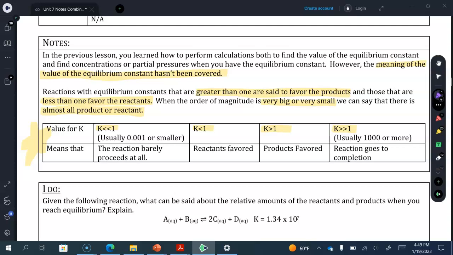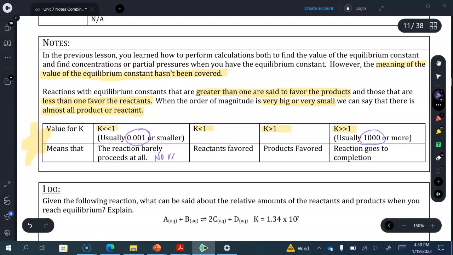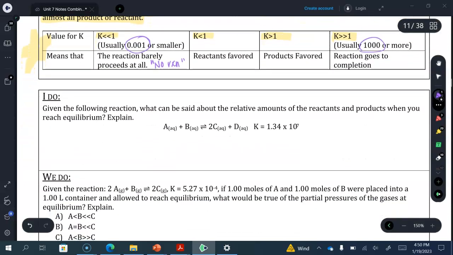Reactions with equilibrium constants that are greater than 1 are said to favor products, while those that are less than 1 favor the reactants. If the order of magnitude is very big, like 1,000 or bigger, we say that it goes to completion. If it is very, very small, less than 0.001, we say that the reaction barely proceeds at all, or if it's even smaller than that, sometimes we can say that there is no reaction. But usually we will still perform the math to show that almost nothing is made, just to prove a point and that we know what we're doing with really silly numbers.